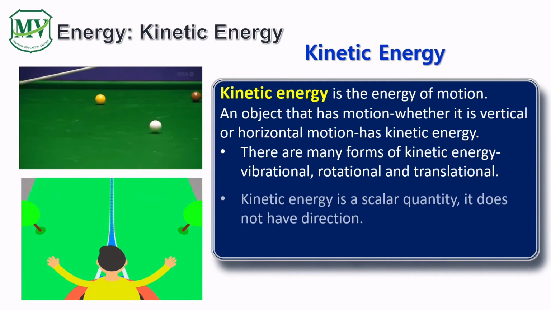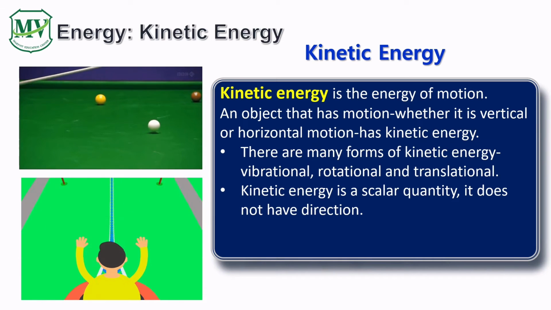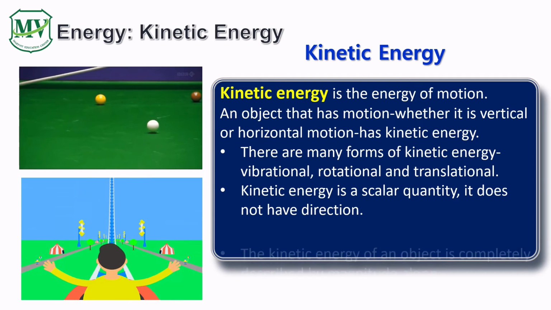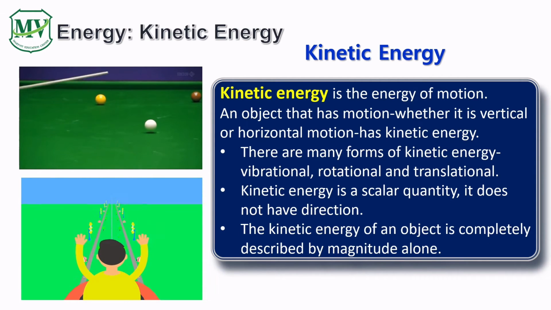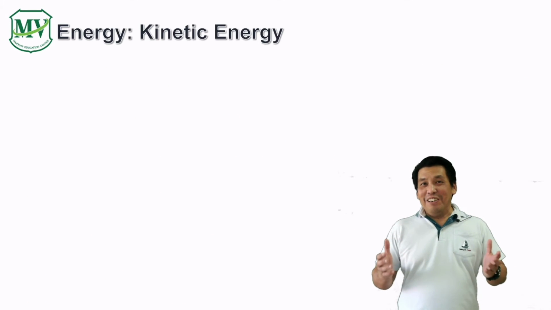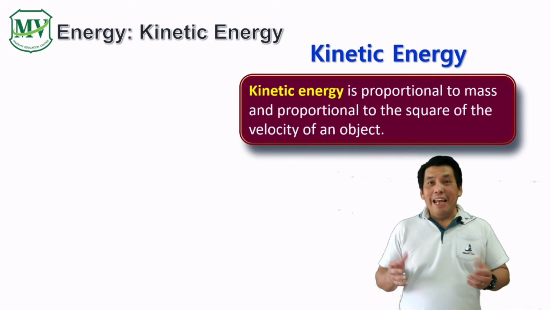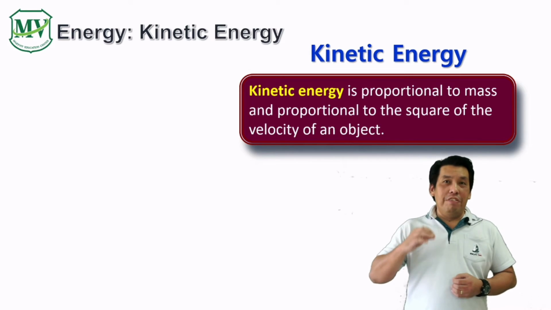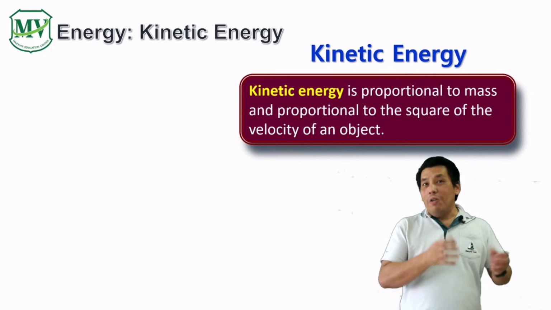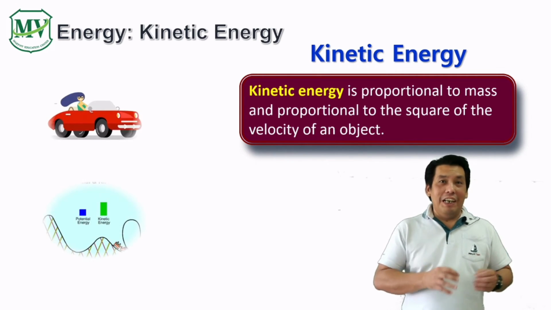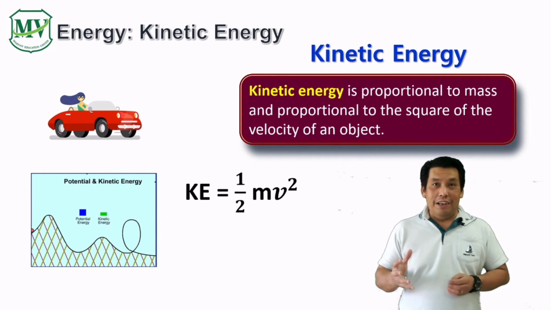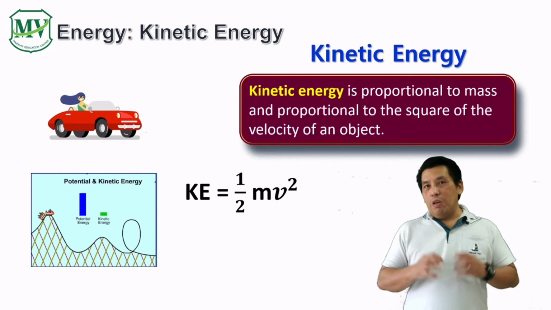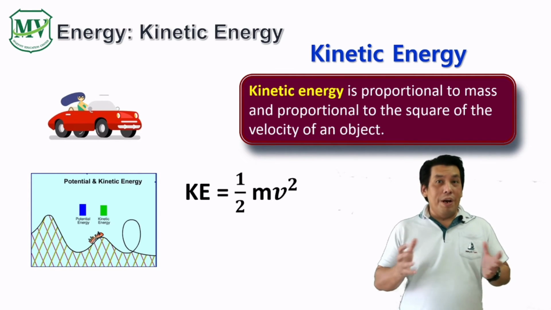Kinetic energy is a scalar quantity. It does not have direction. The kinetic energy of an object is completely described by magnitude alone. Kinetic energy is proportional to the mass and proportional to the square of the velocity of an object, shown here in the equation KE is equal to 1/2 mv squared. The constant of proportionality turns out to be 1/2.